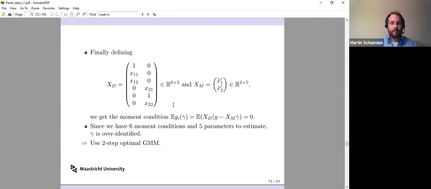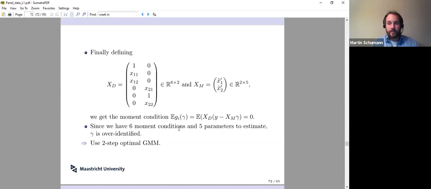Now we have to continue with our definitions. So we have this big matrix XD. And the important thing here is that this is actually a 6 times 2 matrix. So the dimension here, it has 6 rows. And XM is simply the stacked version of our X tildes.